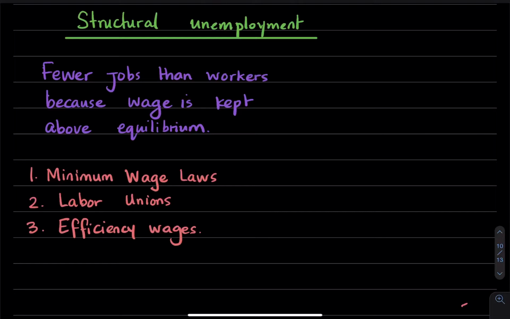In this video, we're going to elaborate on this idea of structural unemployment, which is a component of the natural rate of unemployment. So recall from the earlier video that the natural rate of unemployment, which is the unemployment that we see over the long term, is composed of two things. One is frictional unemployment and the other is structural unemployment. We talked about frictional unemployment in the earlier video, but in this video, we're going to focus on structural unemployment.